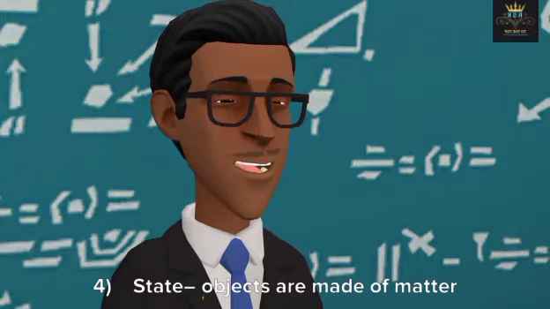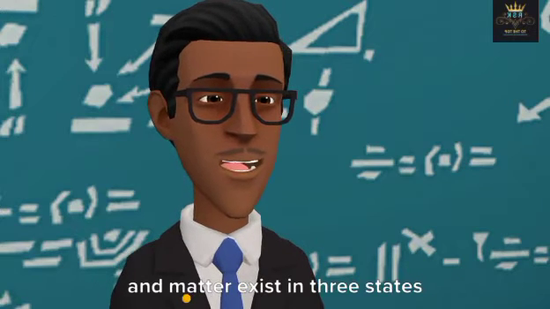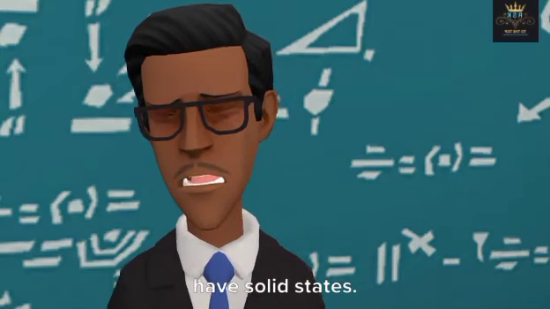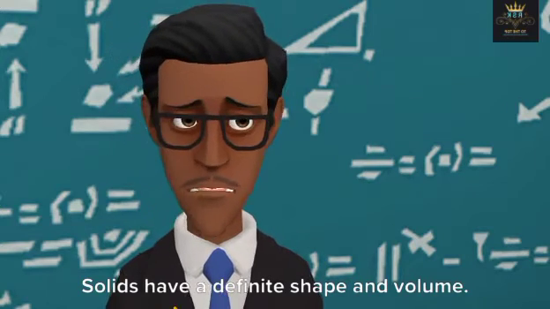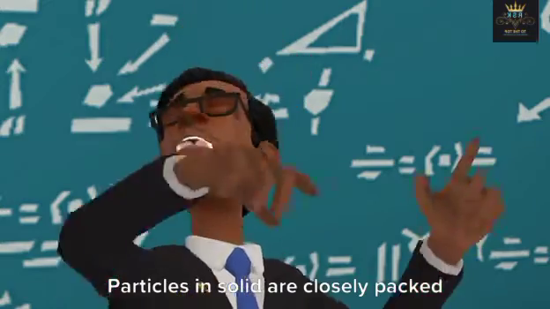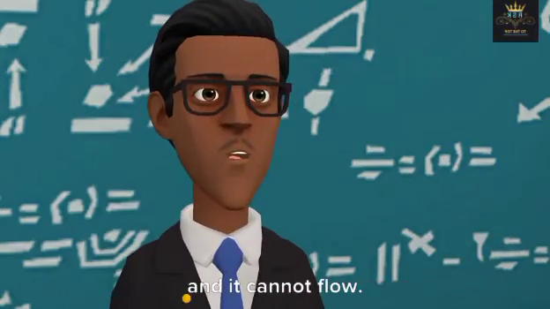4. State. Objects are made of matter, and matter exists in 3 states. A. Solid state. All solid substances have solid states. Solids have a definite shape and volume. Such materials cannot be compressed. Particles in solids are closely packed and cannot flow.